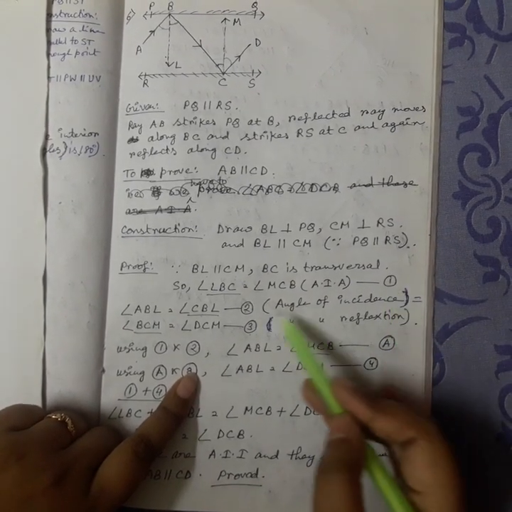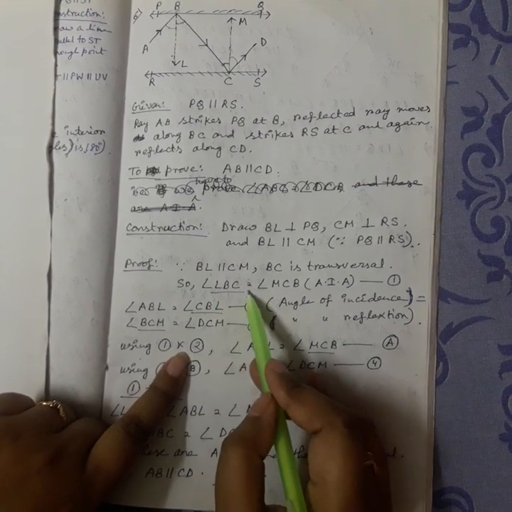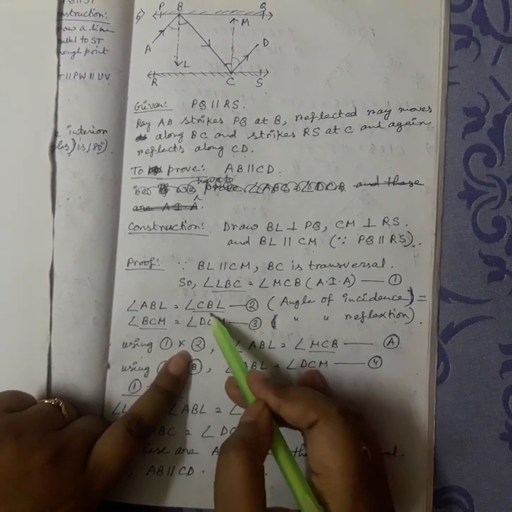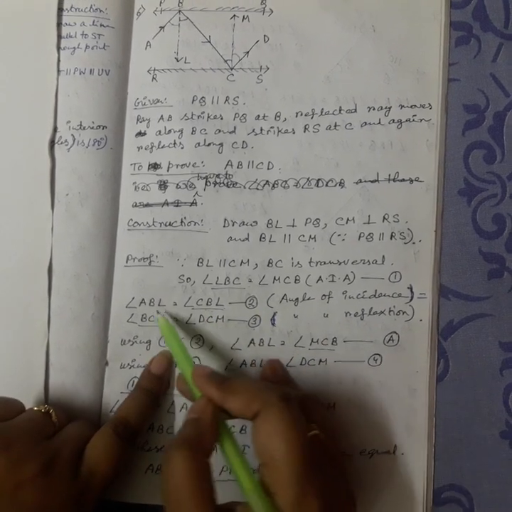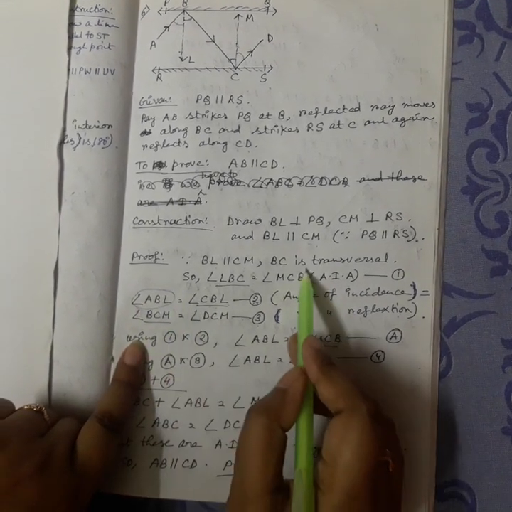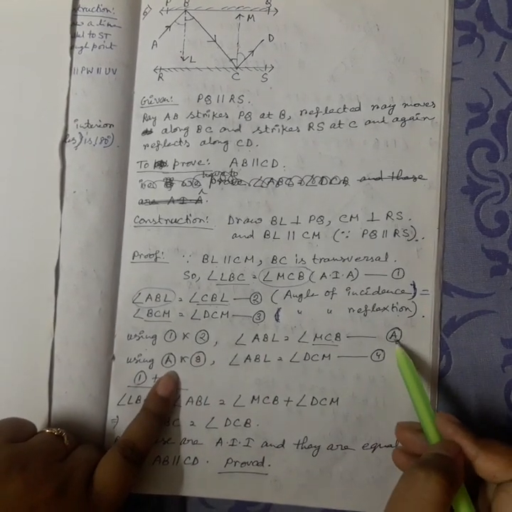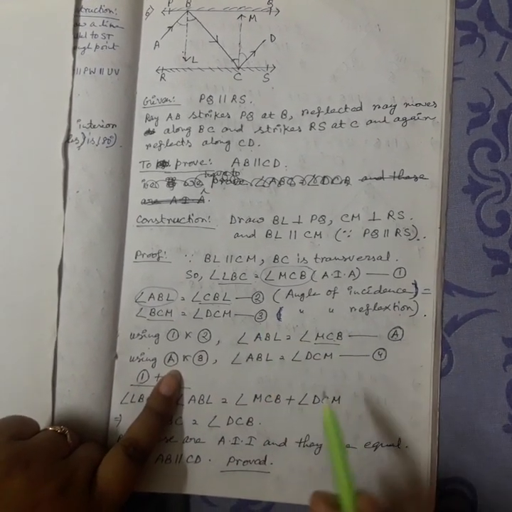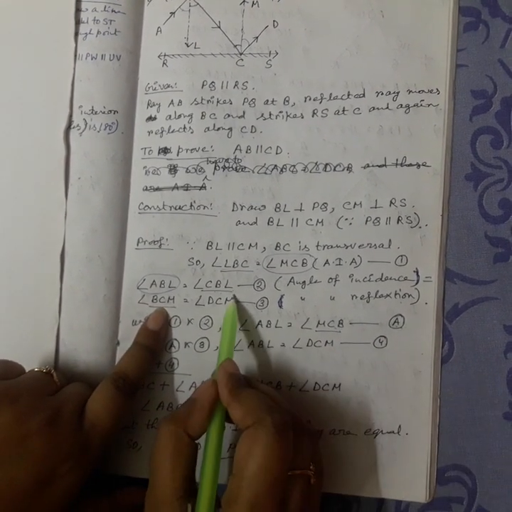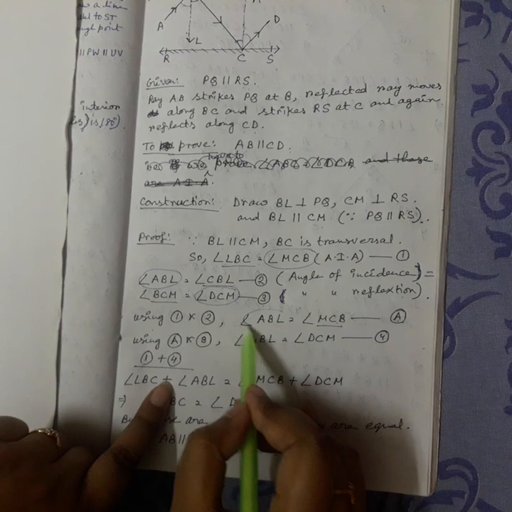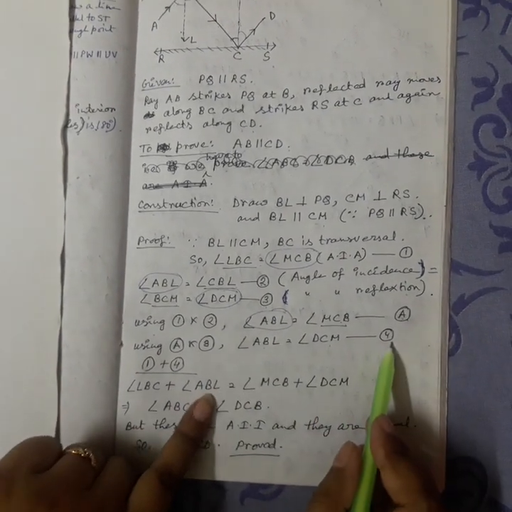Now using 1 and 2, what we will get? LBC and CBL both are equal angles. So from 1 and 2 we can write angle ABL equal to angle MCB. Written, make it A. Now using A and 3, what we have done, see that BCM and MCB both are equal. So we can write DCM equal to ABL. So we have written here ABL equal to DCM, make it 4.